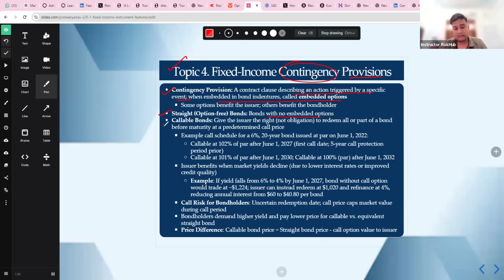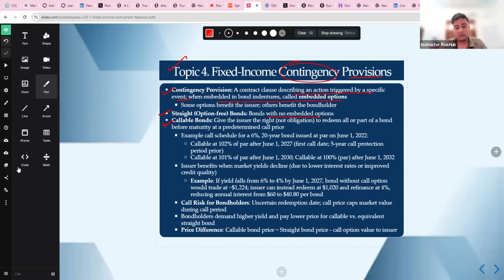That's what we have. Then we have callable bond. A callable bond gives the issuer the right to redeem the bond before maturity. Issuer benefits when yield falls. For example, bond coupon is 6%, market yield falls to 4%. The bond price would rise, but the issuer can call it and refinance cheaper. For the bondholder, bad news because upside is capped.